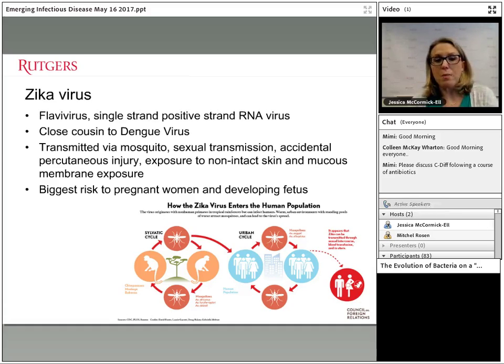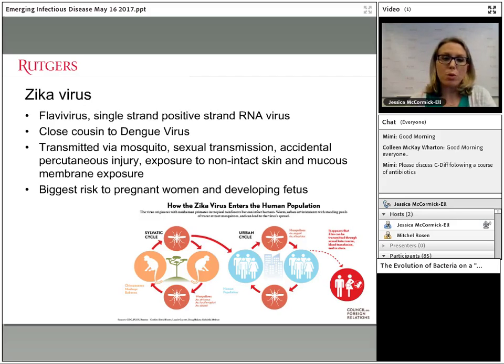Zika virus is transmitted by mosquitoes. It's also transmitted through semen. Accidental needle stick injuries, sharps injuries, exposure to blood and infectious body fluids through non-intact skin and mucous membrane exposure. So really, in a healthcare setting, you have to have direct contact with the blood or body fluids of somebody with Zika infection. Or if you've been previously infected with Zika and you are having sexual intercourse, you can transmit it to your partner. And there are documented cases and publications showing that.